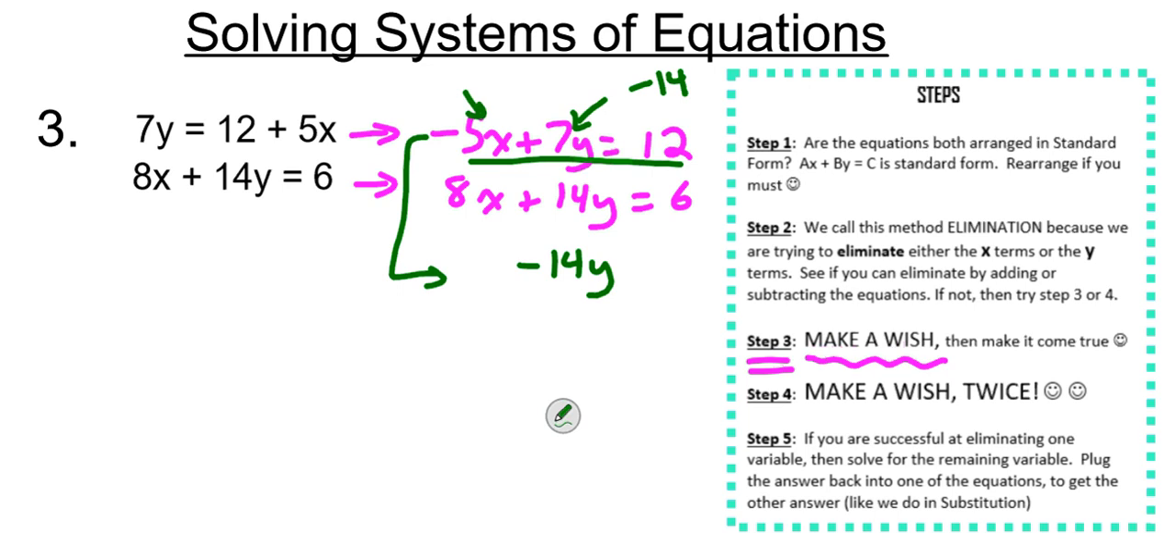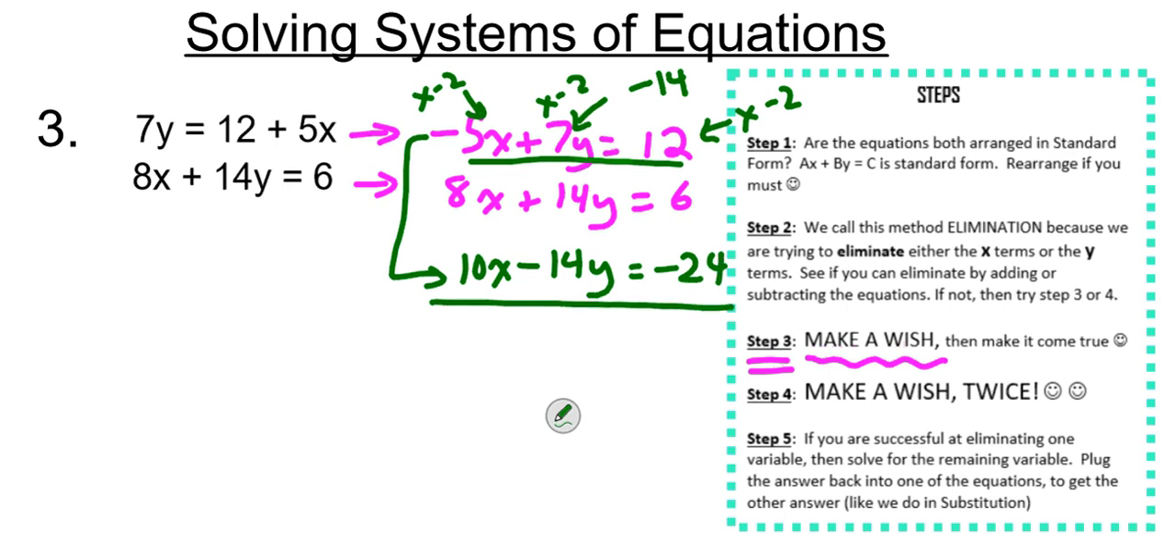So negative 5 times negative 2 is going to give me a 10x. And then I already did the 7y times negative 2 to get the negative 14. And let's not forget, because sometimes students do, we have to multiply that last number on the right side also by negative 2. So 12 times negative 2 is negative 24. Finally, we've set up a system that we can go ahead and solve.